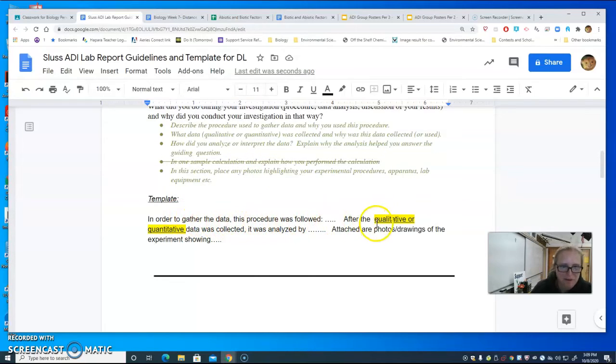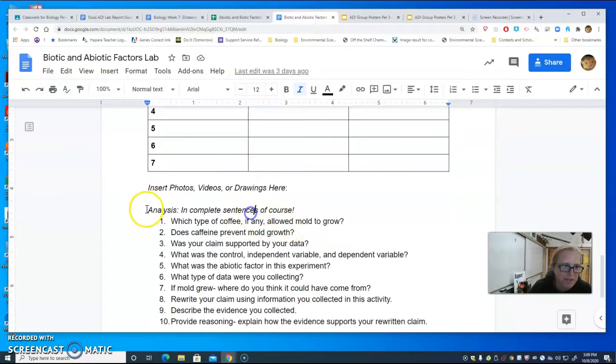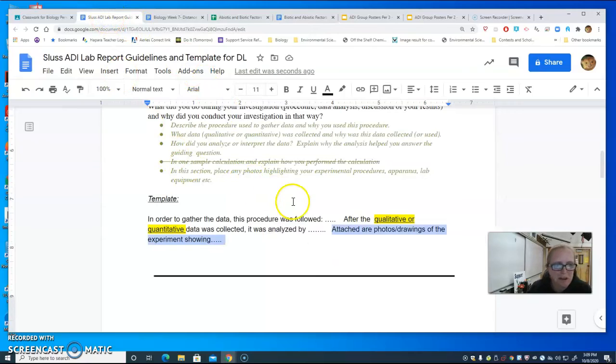Anyways, whoops. So you're going to look at the procedure. You're going to talk about the qualitative or quantitative data. Oh yeah, so what I was thinking is you're going to attach photos or drawings, and you would get that from the lab that you turned in, and they should be inserted right here. So you could just go and copy and paste them and put them in. Okay, sorry, I got ahead of myself.